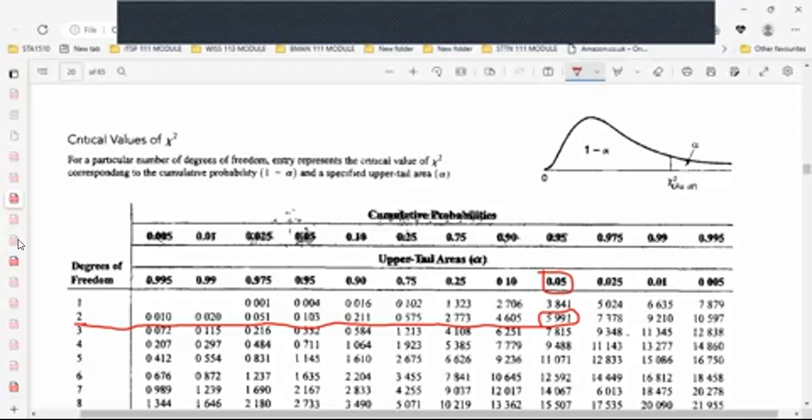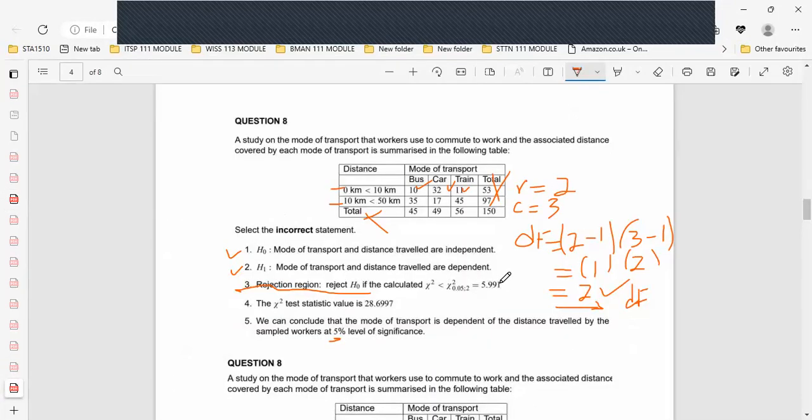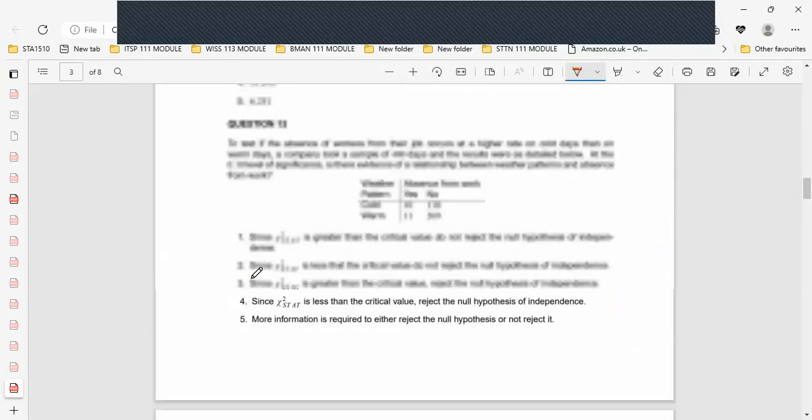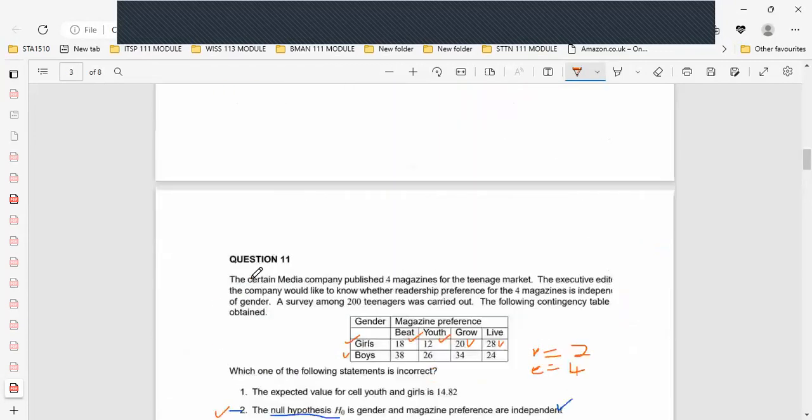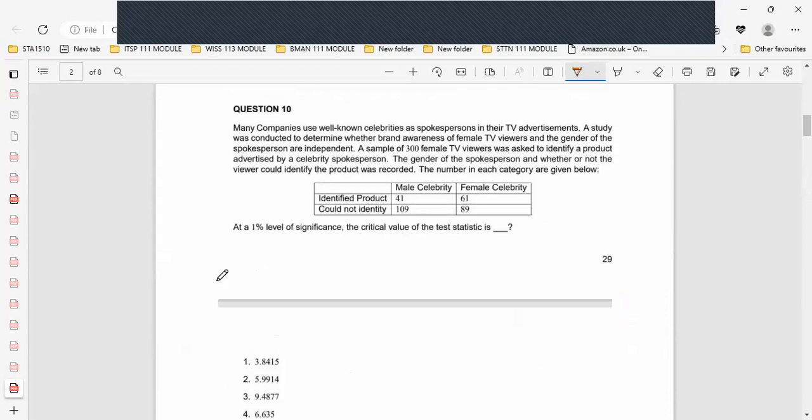5.991. Then we check here, chapter 10, you see, 5.991. That's our critical value. So option 3, correct. You see, let me show another question. Let me show you how to calculate. Let us look at this one here.